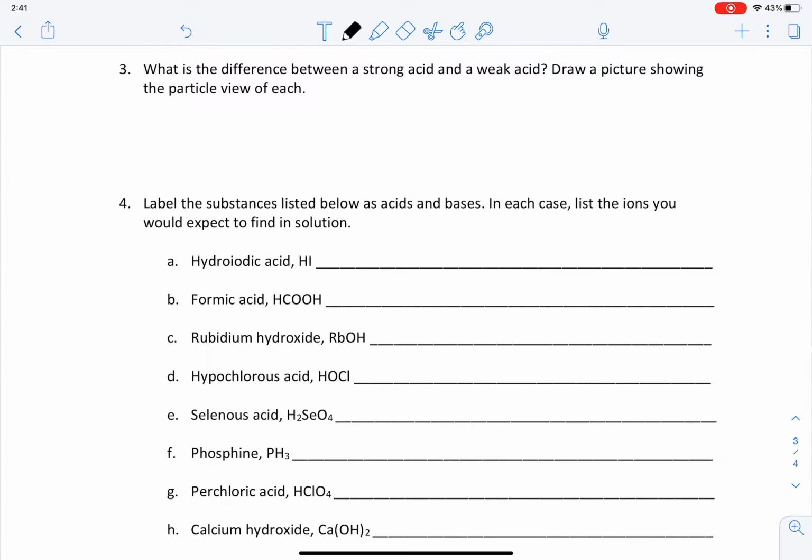For the first one, hydroiodic acid, we have hydrogen and iodine, and those are both nonmetals, so we're going to see that that's going to be an acid. We also have the word acid in it. We also have a hydrogen in it. All three things point towards this being an acid. So label it an acid, and then list the ions. Well, we know we have H+, right? And then our iodine is going to form a minus anion charge. All right, so that's just kind of an example. You can do the rest on your own. So that was strong acids and bases.